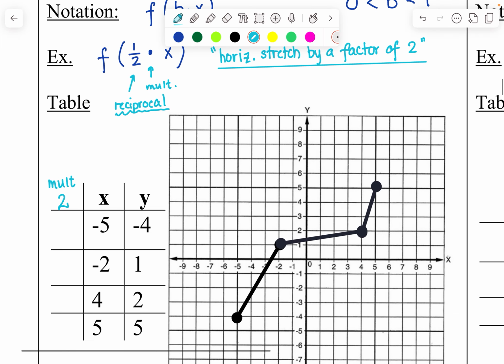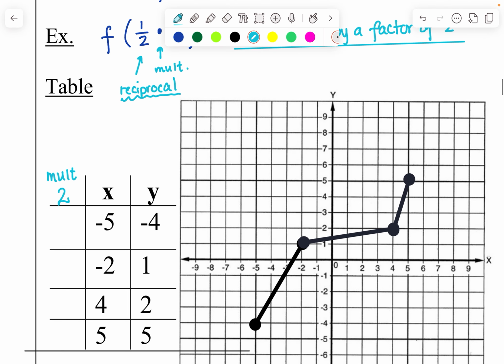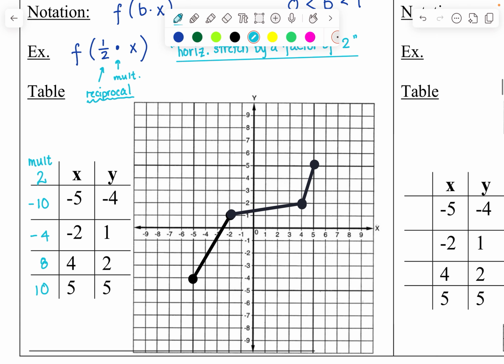All right. Over here, multiplying these guys by 2 gives us a -10, -4, +8, and +10. We're going to go ahead and plot these points, -10, -4. Right down here, -4, 1, 8, 2, and 10, 5.